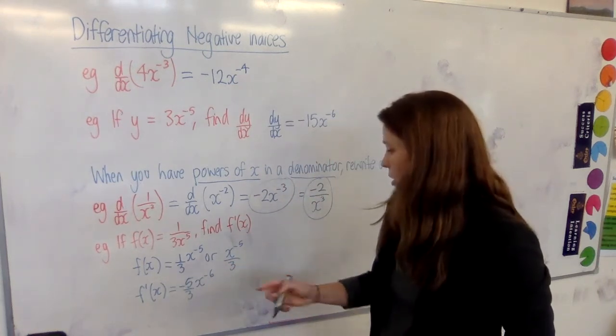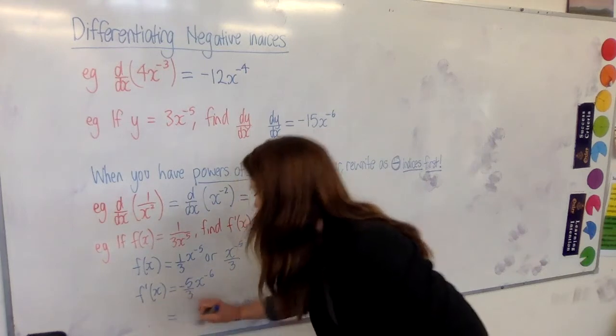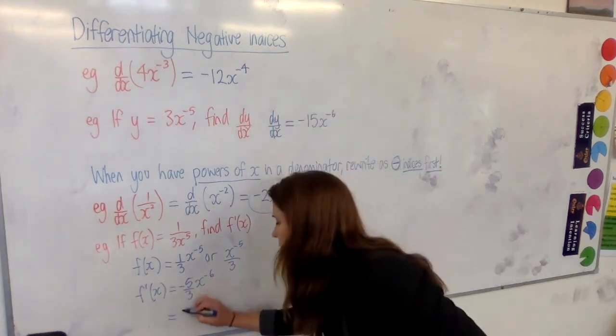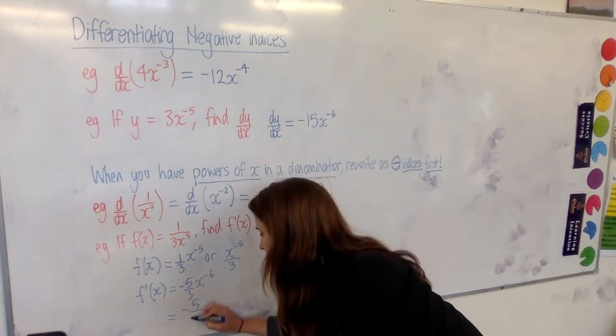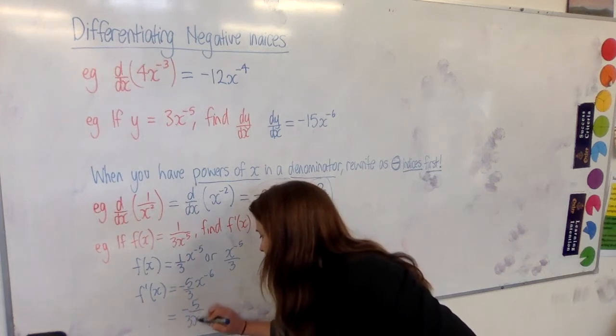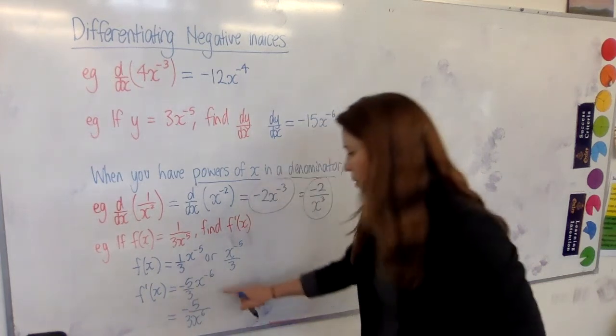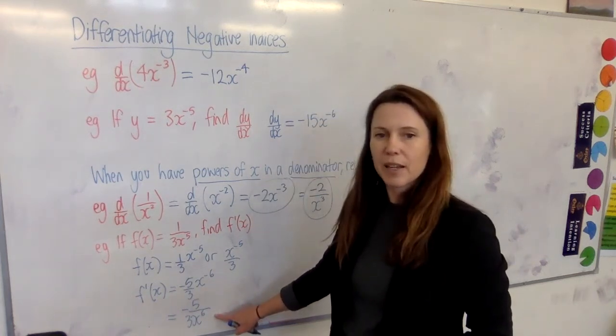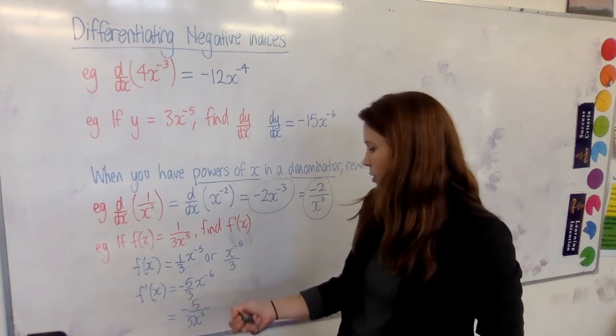And if I want to, I could even rewrite that and bring the x to the power of minus 6 down the bottom of my fraction. So I've got minus 5 over 3x to the power of 6. But just be careful in that step in case you mess that up and you don't want to spoil your answer.